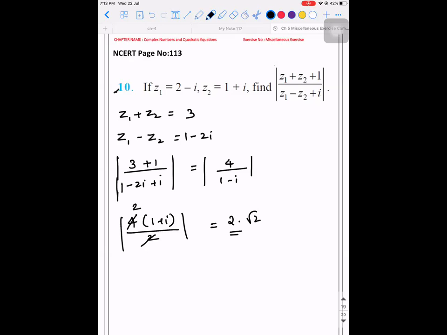z1 minus z2 is how much? Right? One plus 2i, I think, sir. No, sir, 1 minus 2i.